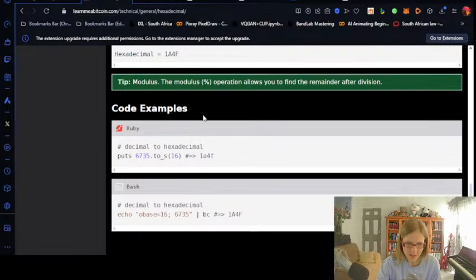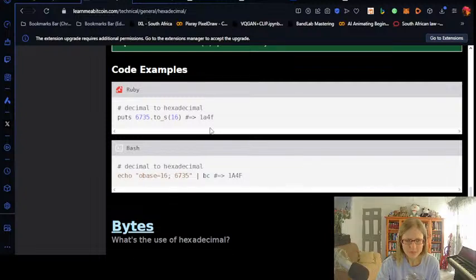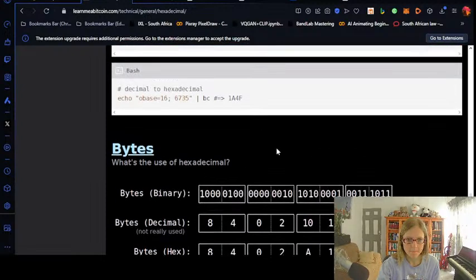We've got some code examples here. So decimal to hexadecimal, puts 6735 to_s, and then 16. So I'm assuming the 16 has something to do with converting or encoding the number basically to hexadecimal or base 16. Even here, decimal to hexadecimal, there's a reference here to base 16.